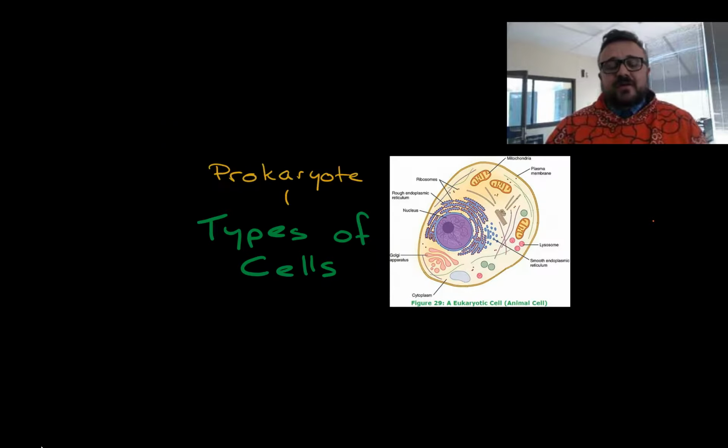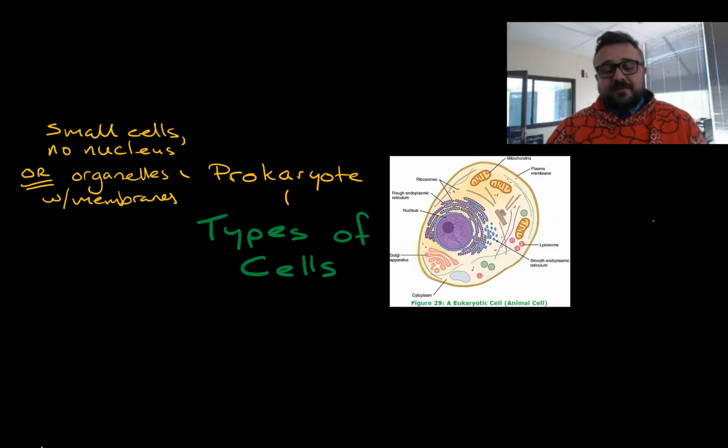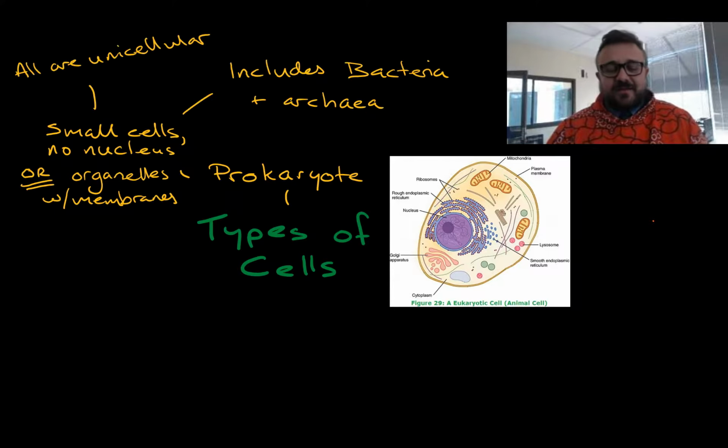So let's have a quick look at the types of cells. First, we've got the prokaryote. The prokaryotes are really small cells that have no nucleus. So this here is an animal cell or eukaryote cell, and this thing here in the middle, that's a nucleus. All of these different components are like organs, or in a cell, we call those organelles. So a prokaryote has no organelles with membranes, and that includes the nucleus, and they tend to be quite small. They're all unicellular, so they're made of one cell only, and this includes bacteria and archaea, which is something we used to think were bacteria.